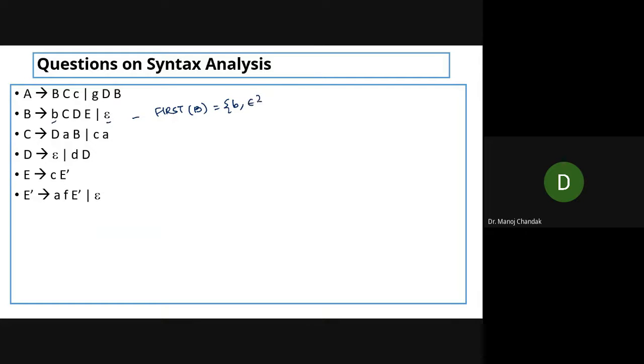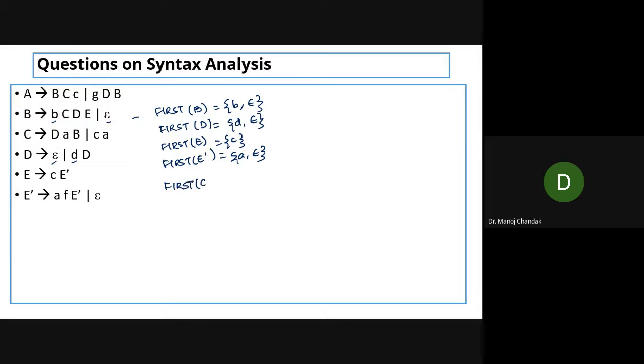Okay. First of C. If it is not directly computed, you can compute first of D also. So it is D and epsilon. Okay. Right. And first of E is simple. So you can compute all the first in a simplified manner. It is C. And then first of E dash is nothing but A epsilon. Okay. Now what we want to do is compute first of, let us say, first of C. So look at this. This is interesting.